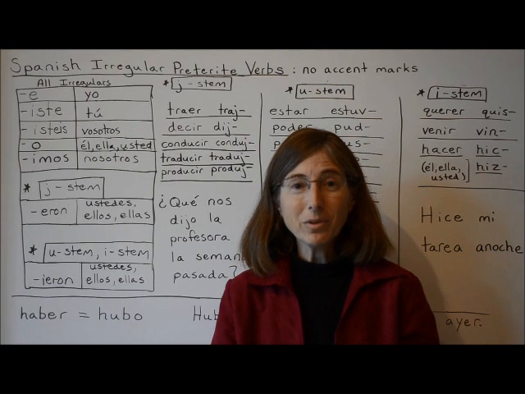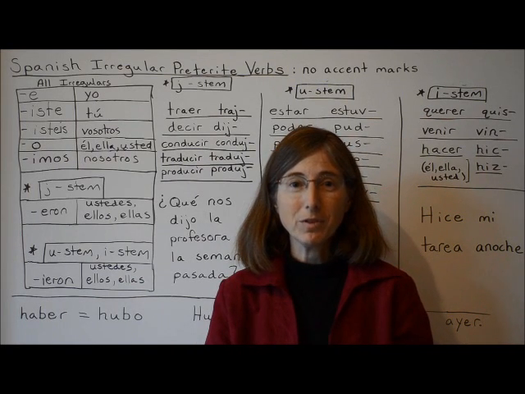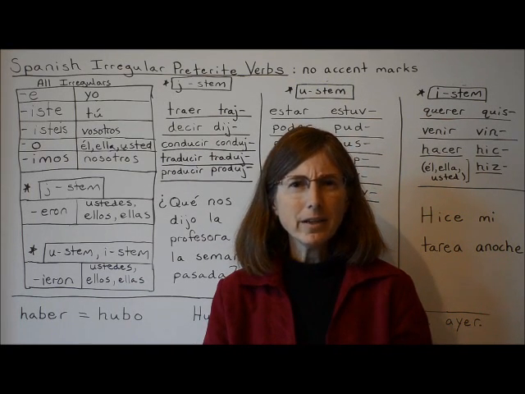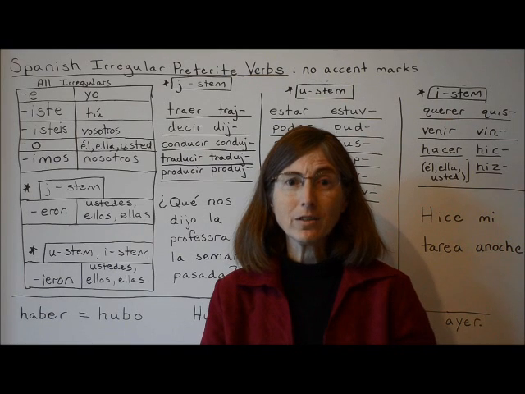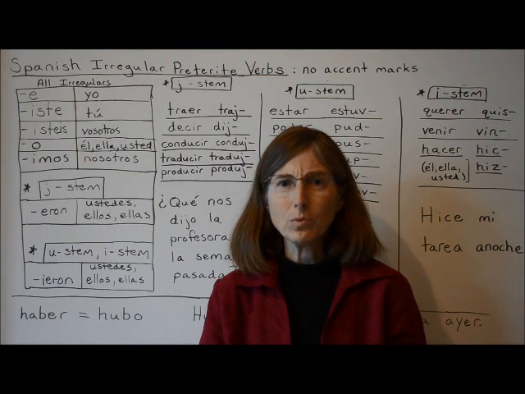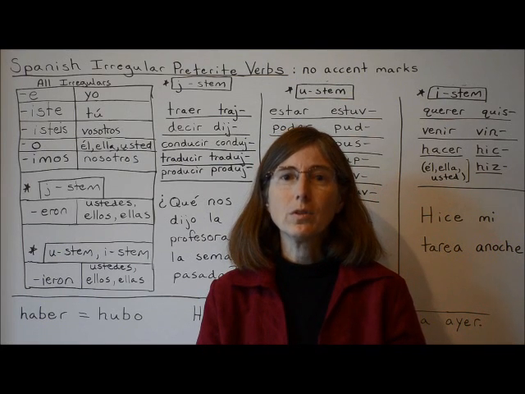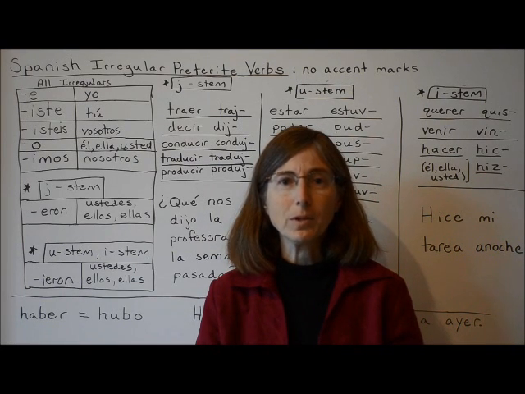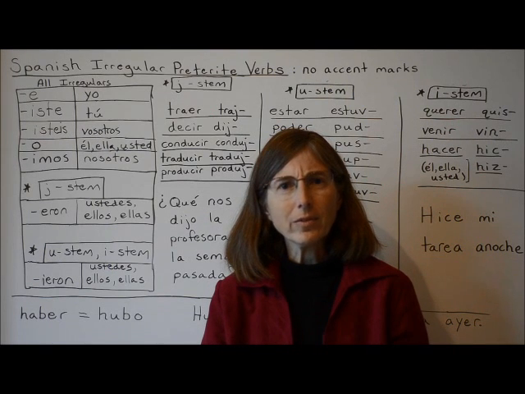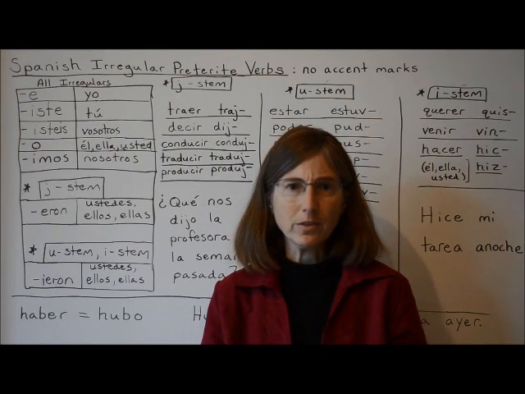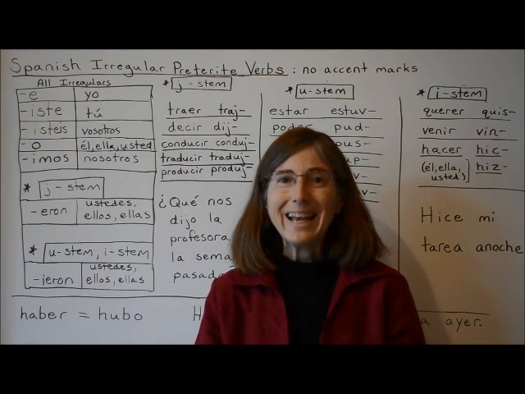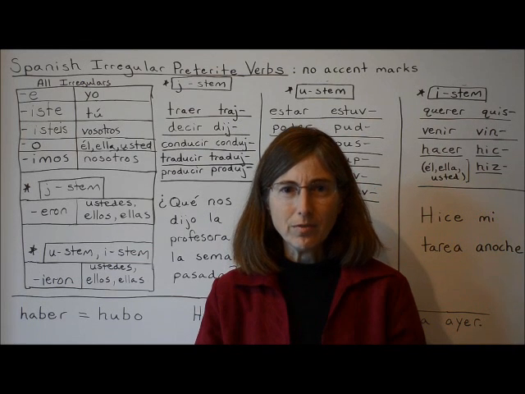Bienvenidos! Today we're going to talk about irregular preterite verbs in Spanish. Irregular preterite verbs are called irregular verbs because they don't follow the rules for spelling. They don't follow the spelling rules for regular preterite verb conjugations. These irregular verbs are irregular in their spelling of the verb stem and of the endings of the verbs.